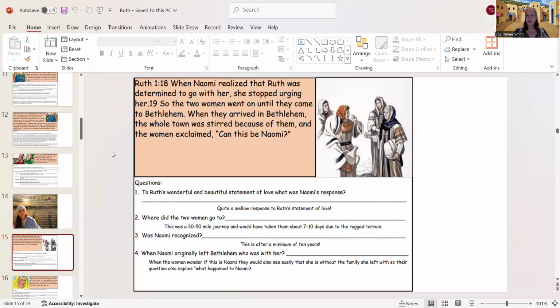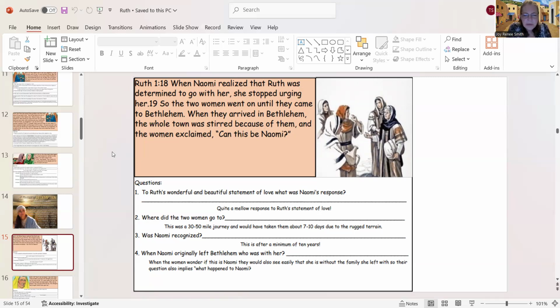Now, it's always strange to me in these stories in the Bible that after so many years, they still remember the people. This happened several times in the Bible, and I'm thinking, they've been gone for many years, but that's the life that was there, and not many people moved.